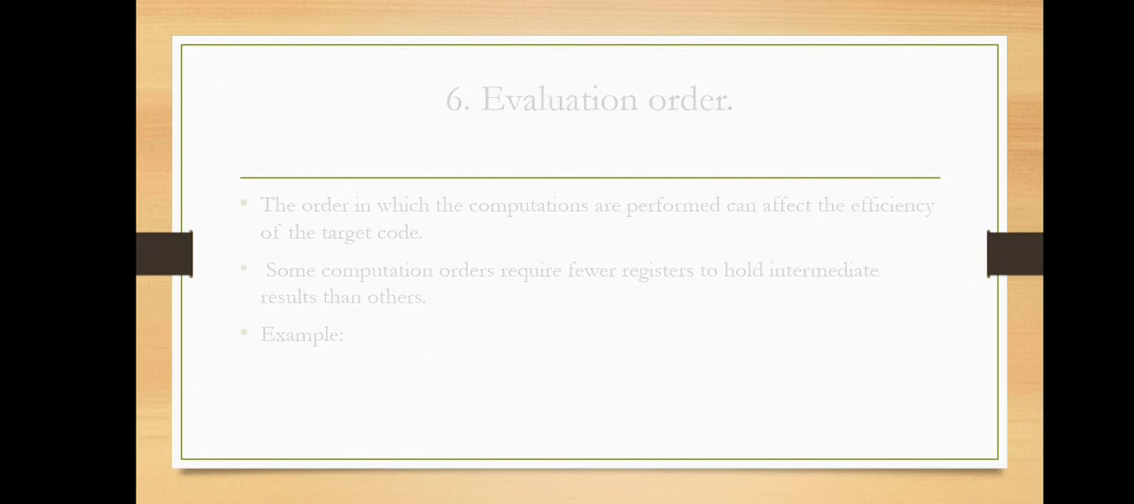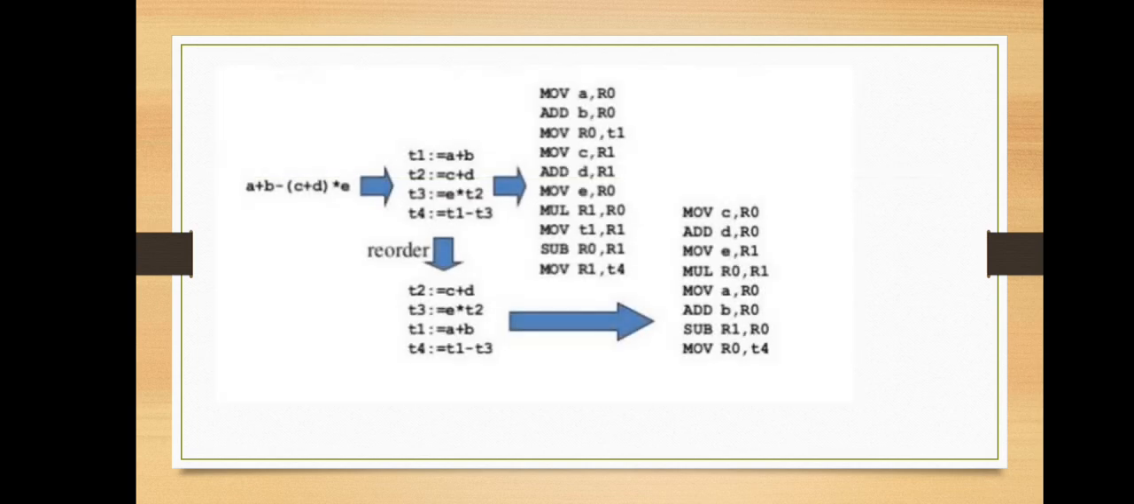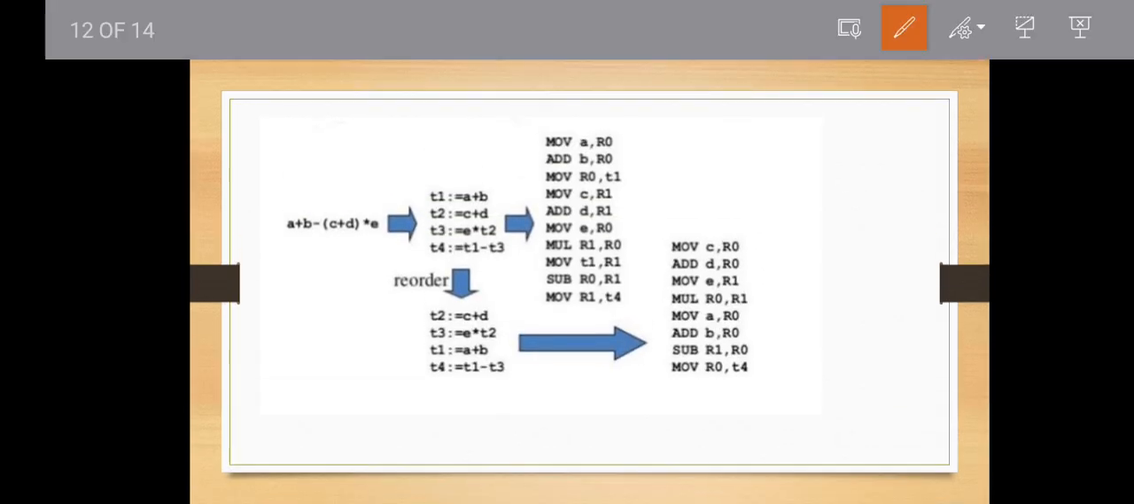The next design issue of the code generator is evaluation order. The order in which computations are performed affects the efficiency of the target code. Some computation orders require fewer registers to hold intermediate results than others. Let's understand by example. Here the expression is a + b - (c + d) * e. This expression is converted into three address code, which is an intermediate representation.